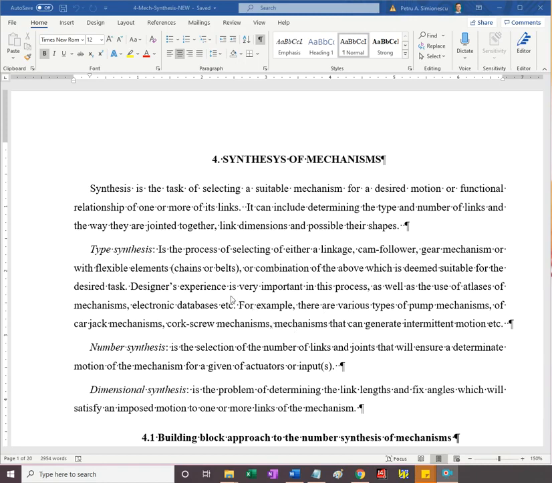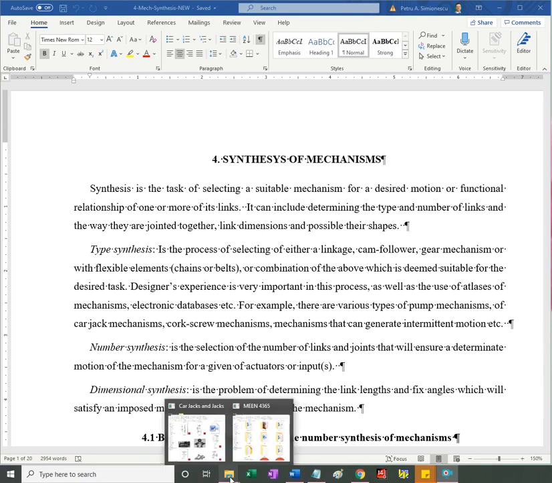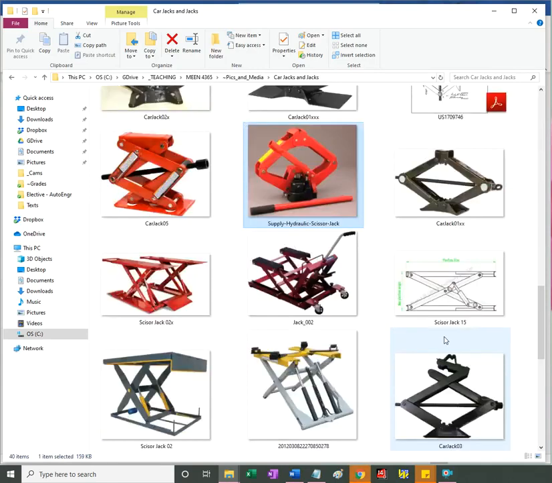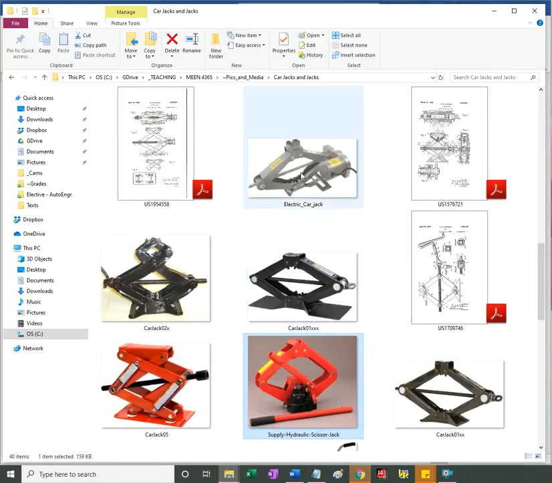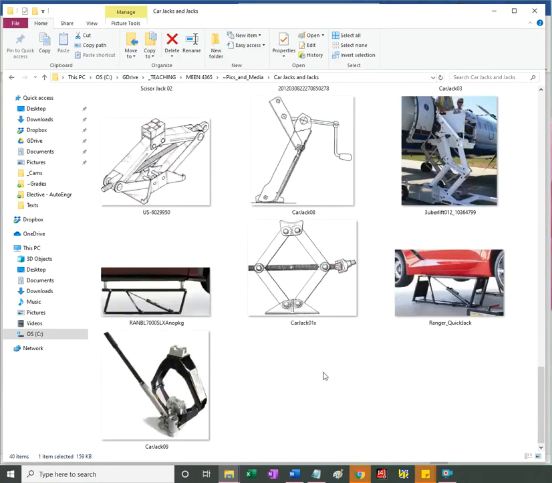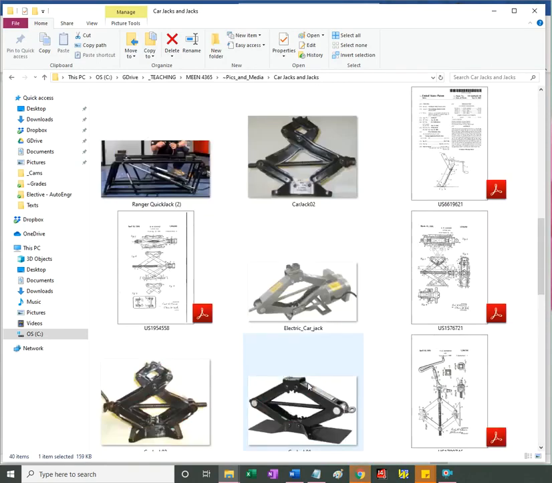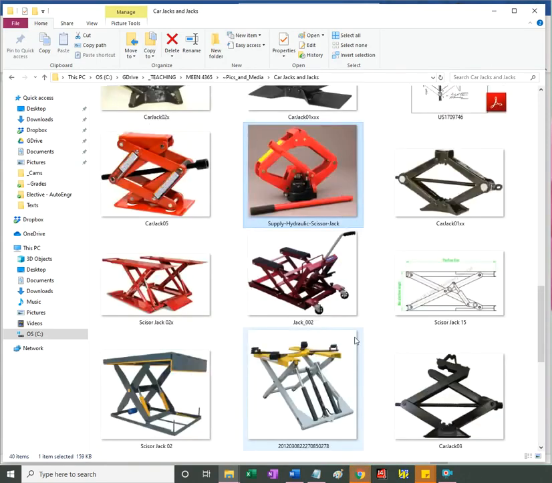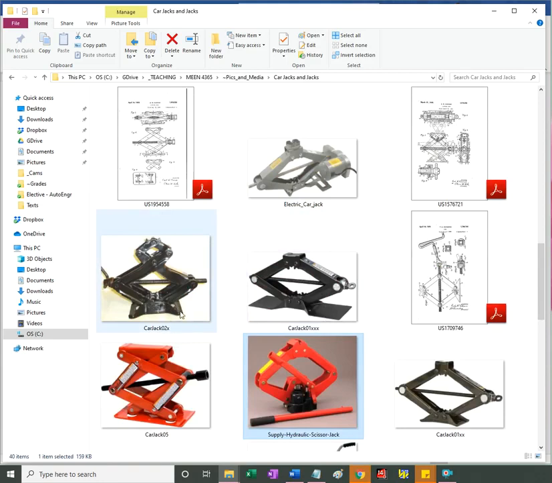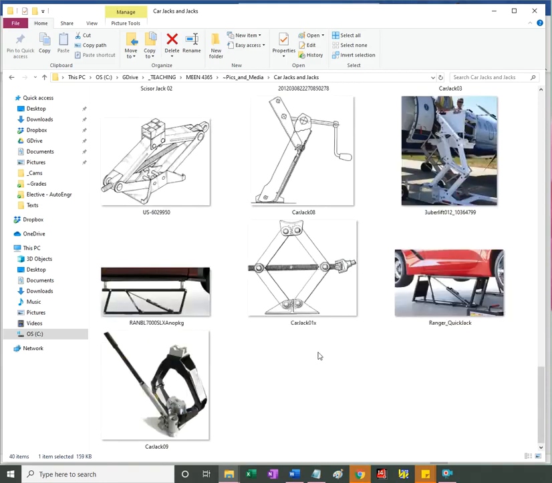Okay, so this is at very early stages. You choose the type of mechanism that will satisfy a given function. So let's go to some examples for car jacks, say. Well, you could adapt a car jack to other functions, but in terms of what a car jack does, we have the classical one.